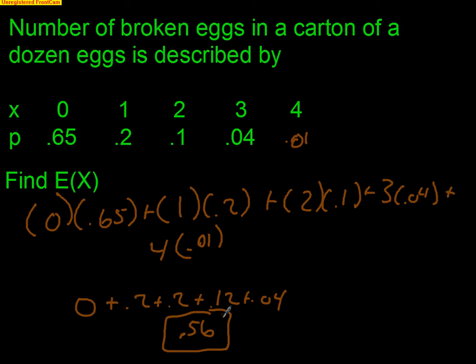So maybe if we needed 100 dozen eggs, we'd know we have to order some extra eggs in order to fulfill the recipe or whatever we needed. So that's how you work an expected value. If you need to, you can watch it over again, but hopefully you're fine.